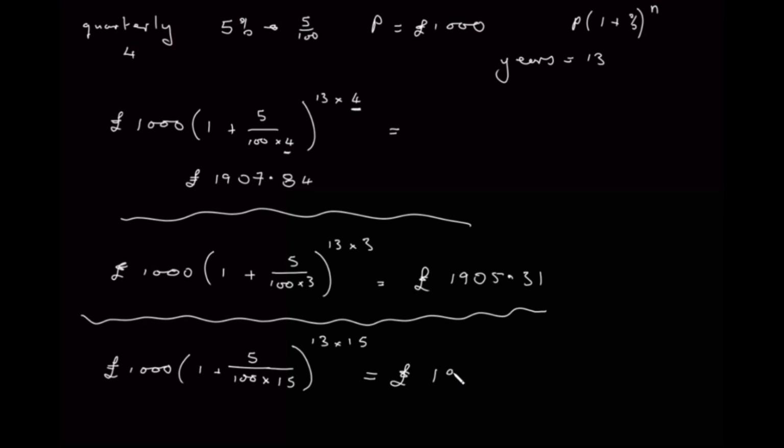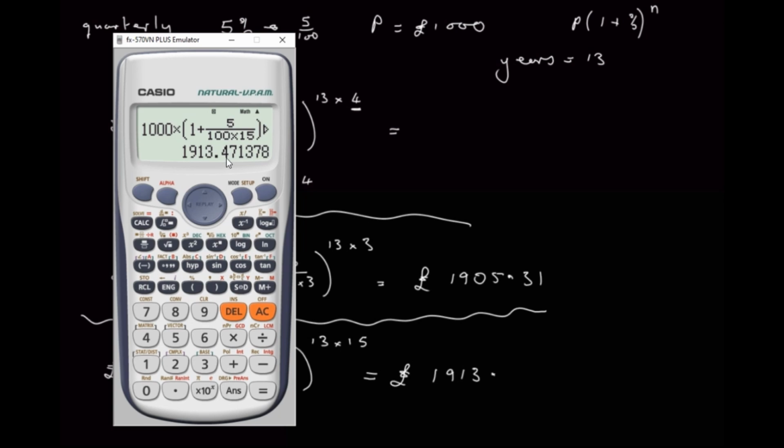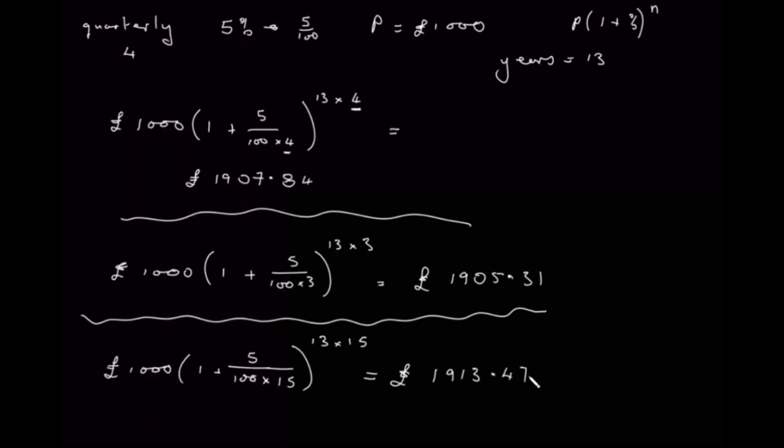1913 point 7, cut-off points between the 7 and the 1. The 1 is less than 5, so we do not round up. The 7 is 47. The more calculations you have within a year, the greater this becomes. It tends towards a particular value, but I'm not going to go there here. But you can see how that works.